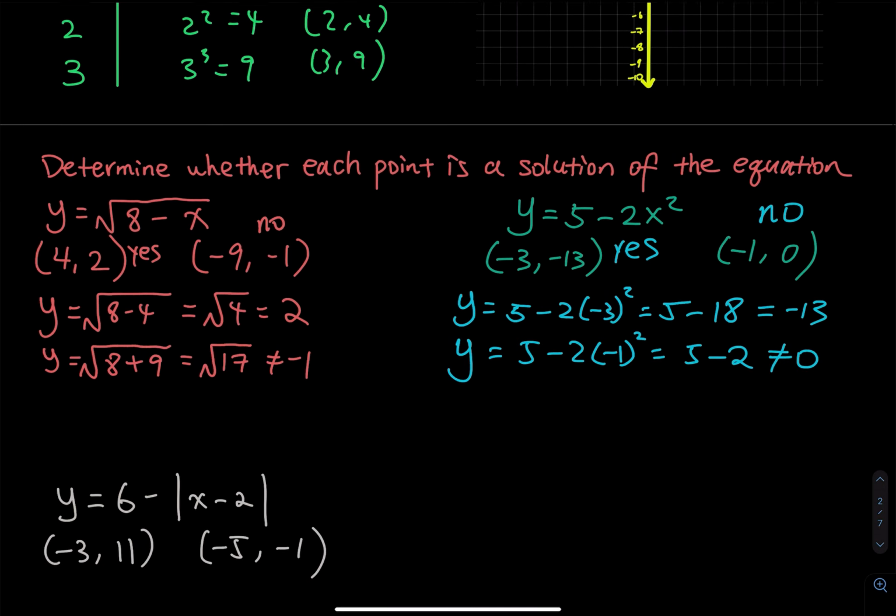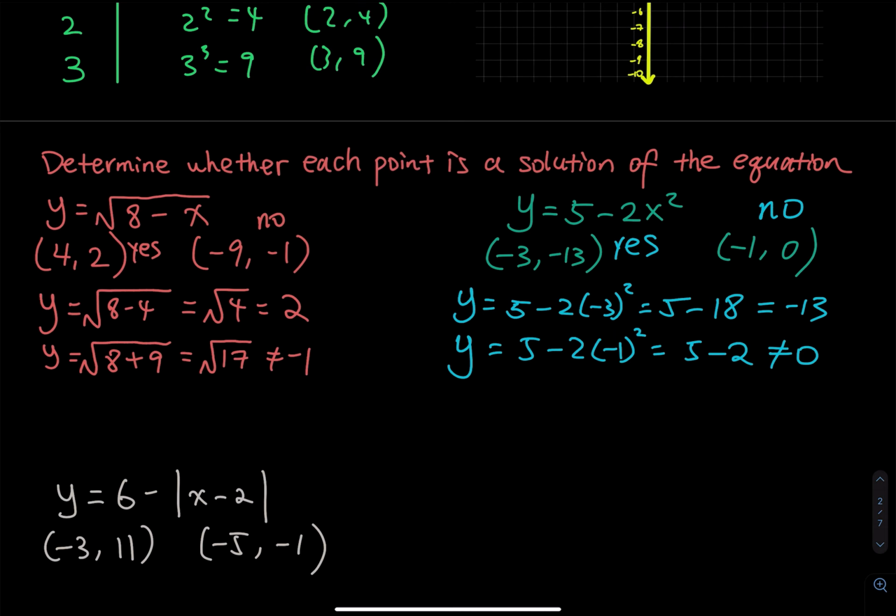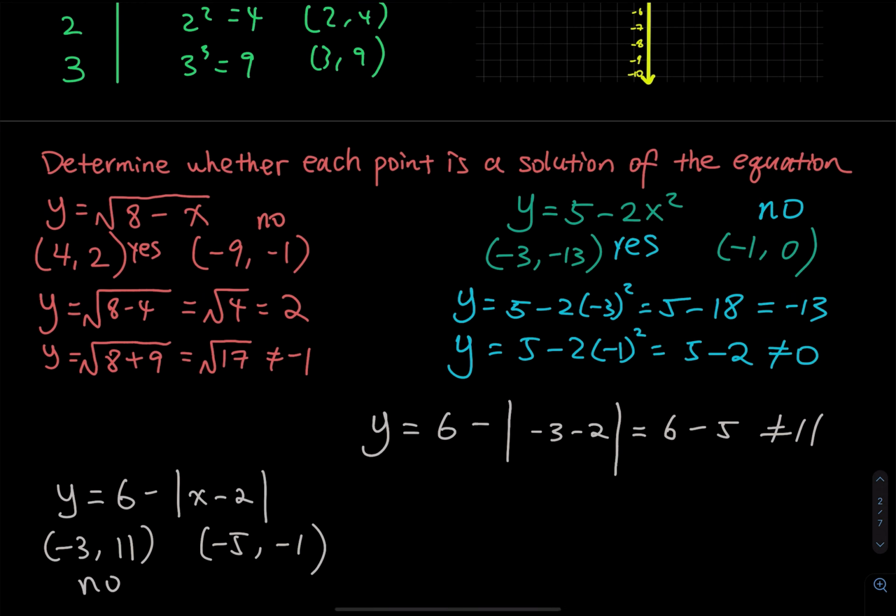All right, so let's do the last one. The last one is when x is equal to -3, y equals 6 minus the absolute value of -3 minus 2. So -3 minus 2 is -5. Taking the absolute value of that, we have 6 minus 5, which is not equal to 11. So this is a no.